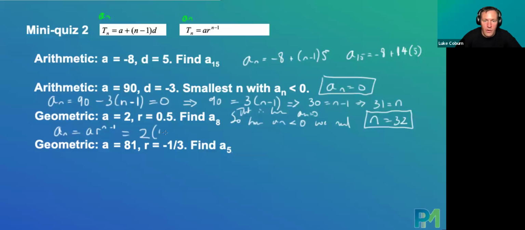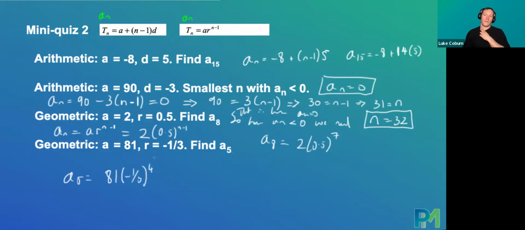Okay. So 2 times 0.5 to the power of n minus 1. Find a_8. So a_8 is equal to 2 times 0.5 to the power of 7. And then the next one, a_5, this is going to be a, which is 81, times -1/3 to the power of 4. That would give us those two.